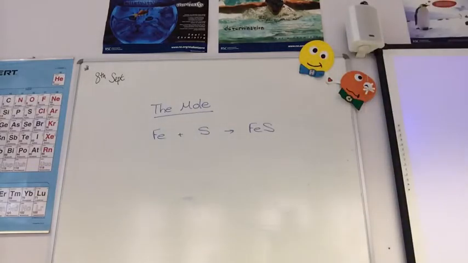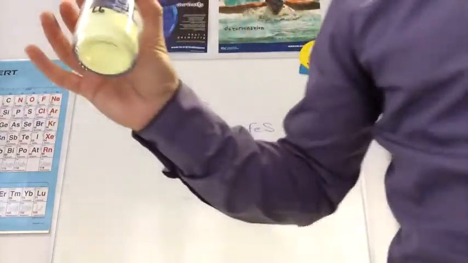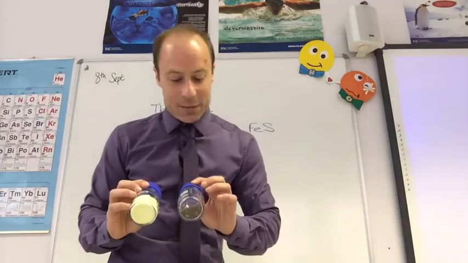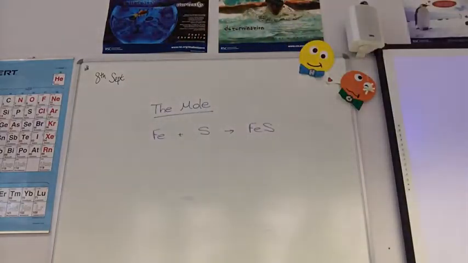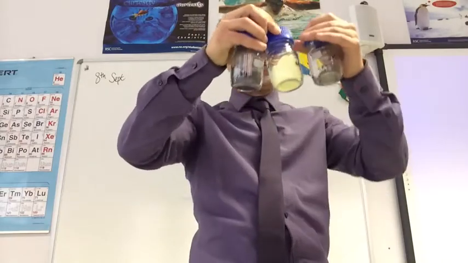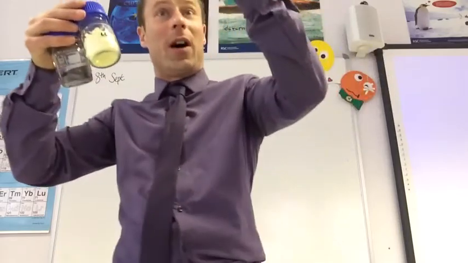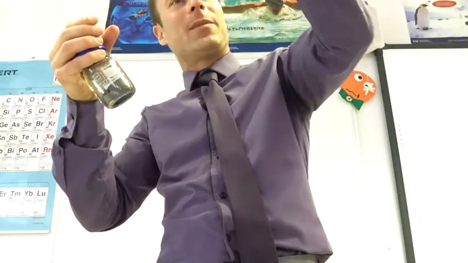So, for example, I have got in this container a mole of sulfur atoms. And in here, I've got a mole of iron atoms, like so. And finally, in this one, I've got a mole of carbon. Each of these jars contains the same number of atoms. This one is a mole of iron atoms, so in here I've got 6 times 10 to the 23 iron atoms. Here, I've got 6 times 10 to the 23 sulfur atoms. And in here, 6 times 10 to the 23 carbon atoms.